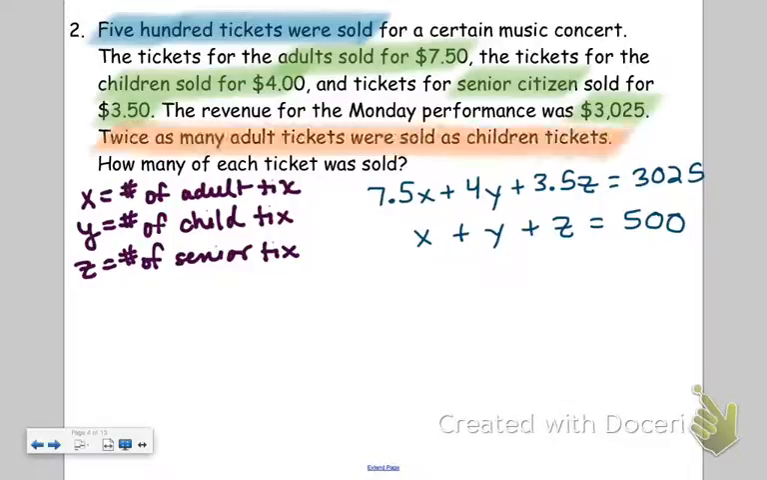The last piece of information says that twice as many adult tickets were sold as children tickets. So if we think about that, that means we're multiplying our children tickets times 2. So it's X equals 2 times Y. Adult tickets is twice the number of children tickets. Again, remember, if you get confused by that, plug in a number and see what you get out to double check.